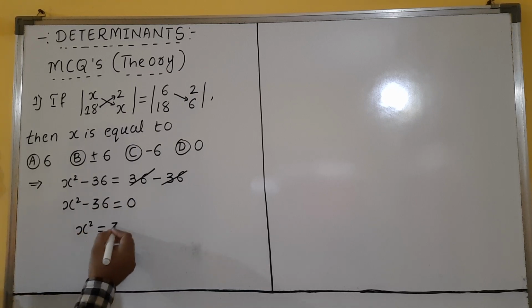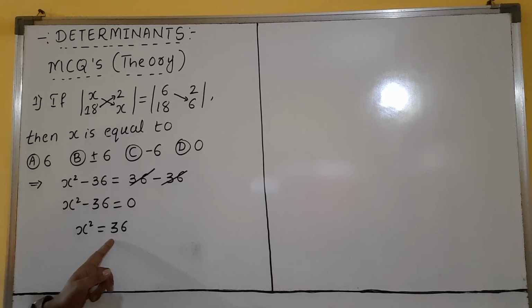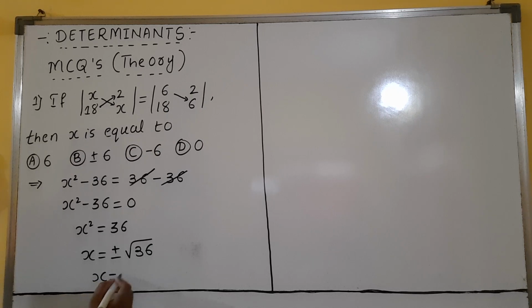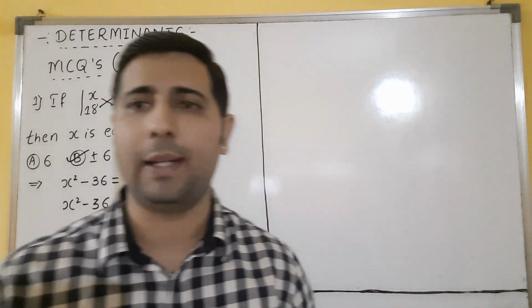x square is equal to 36 minus 36, if you take on RHS it will become 36, dear students. x square equals 36, if you take the square to this side, plus or minus square root of 36 you will get. So square root of 36 is what, dear students? That is 6. This is our required answer, my dear students. That will match with B option. I hope it is clear. So please copy this. We will see the next question, dear students.